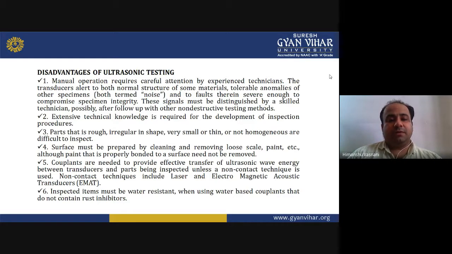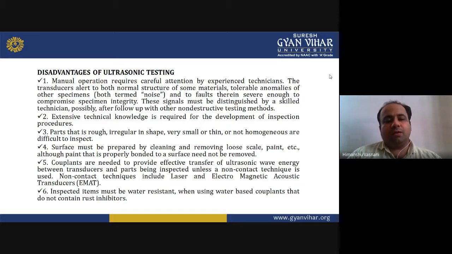Parts that are rough, irregular in shape, very small or thin, or not homogeneous are difficult to inspect. The surface must be prepared by cleaning and removing loose scale, paint, etc. Paint that is properly bonded to a surface need not be removed. We have discussed this earlier also in detail.